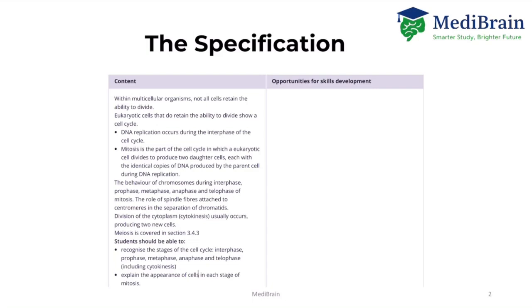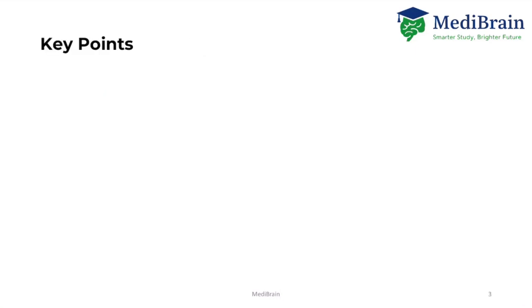So we're going to be following these points on the specification. This is all about the cell cycle and mitosis and the ways that eukaryotic cells divide. We're not going to be covering the required practical of mitosis in today's lesson, but we will be covering that in a future lesson.